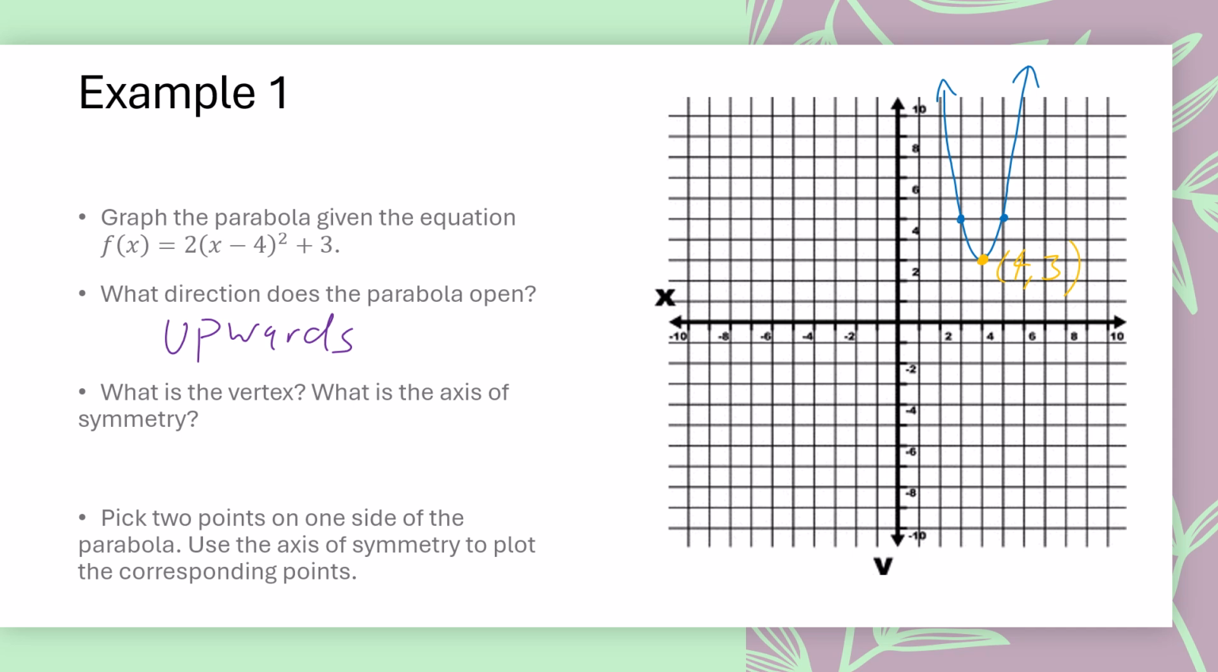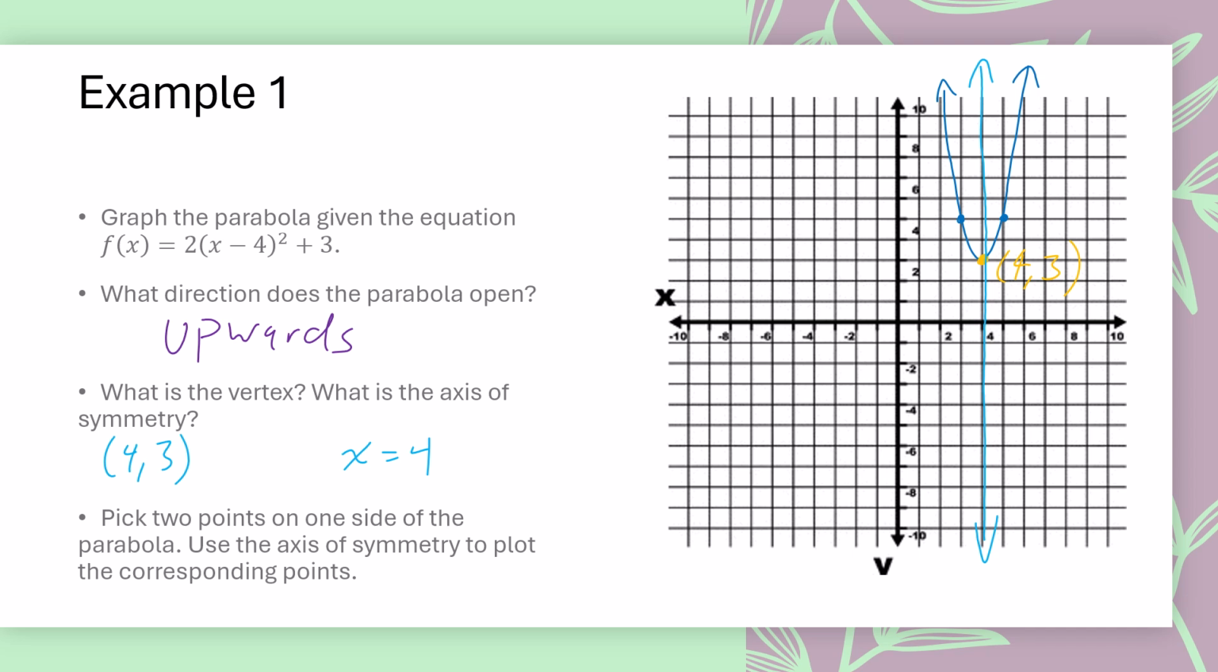So the vertex is the point (4, 3). And that tells us that the axis of symmetry is that vertical line where x is equal to 4. So that's going to cut the parabola in half, and we can often use that in order to plot extra points to be able to identify some more points.